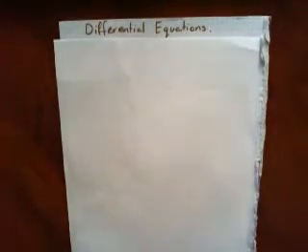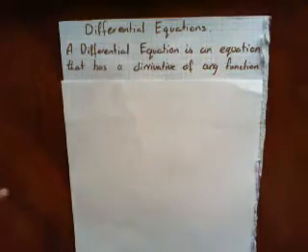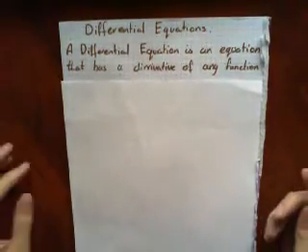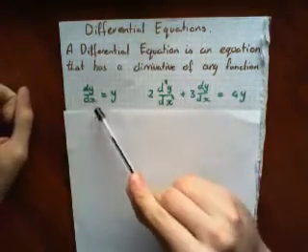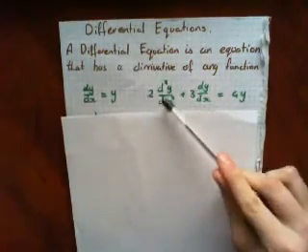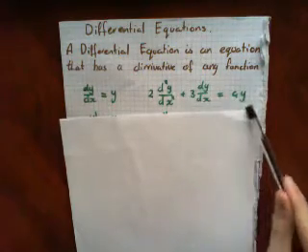Introduction to differential equations as fast as possible. A differential equation is an equation with derivatives of any function. They can look like this. So you've got the derivative of y is equal to y, or 2 times the second derivative of y, plus 3 times the first derivative of y is equal to 4y.